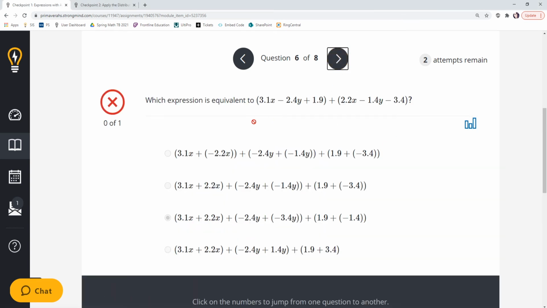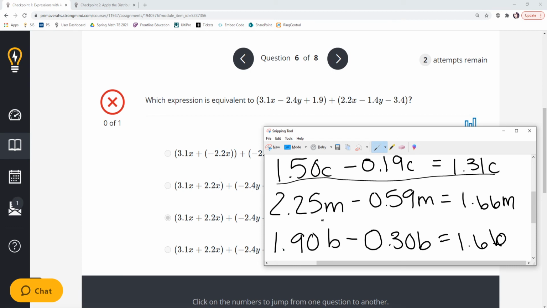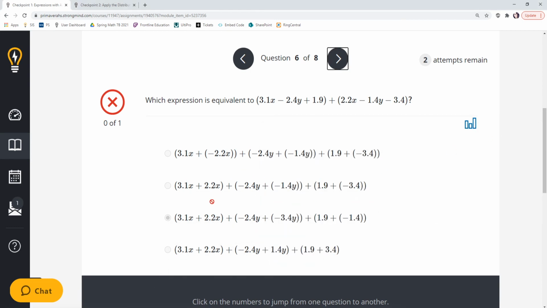All right, next question. Which expression is equivalent to this? For this one here, we have to kind of look at it and make sure we're keeping the signs with the right numbers. Okay. So what it does is it groups for you. So kind of like how I did before, how I grouped all these numbers, this problem is setting up that grouping stage with you. So if I look, I have a 3.1 here, and I have a 2.2 here.